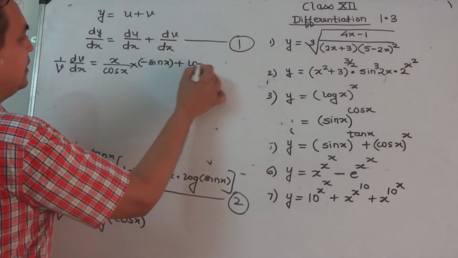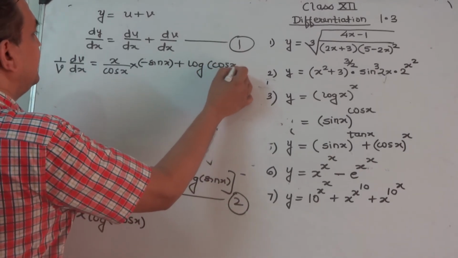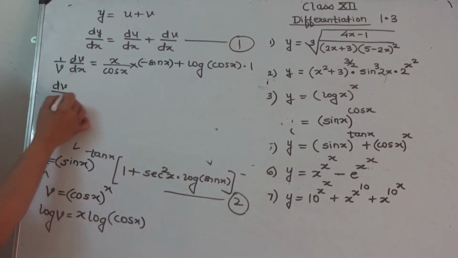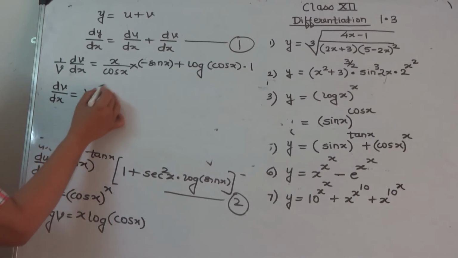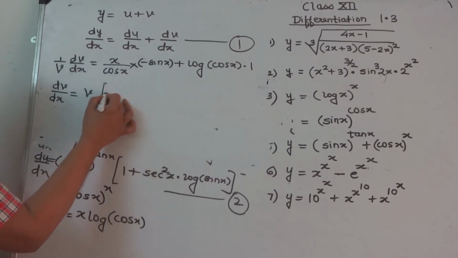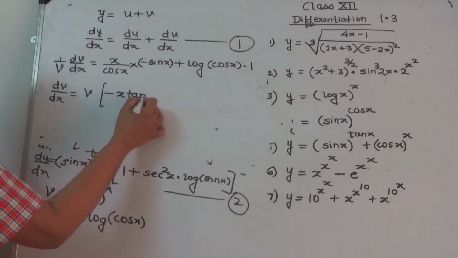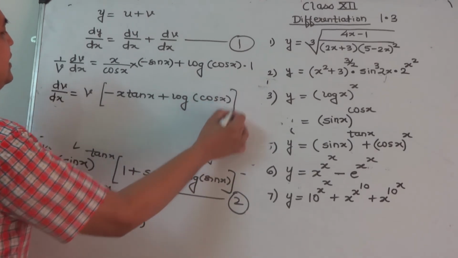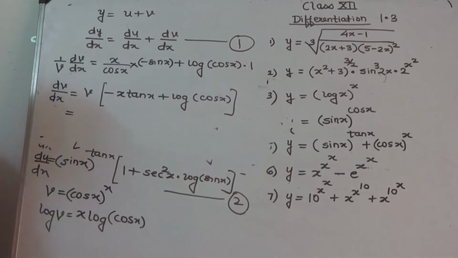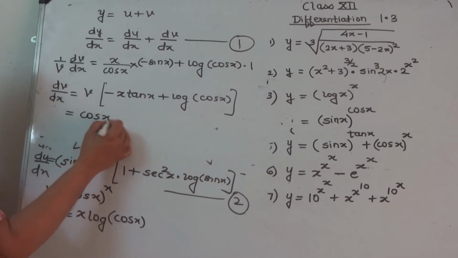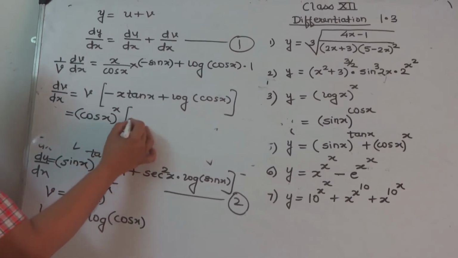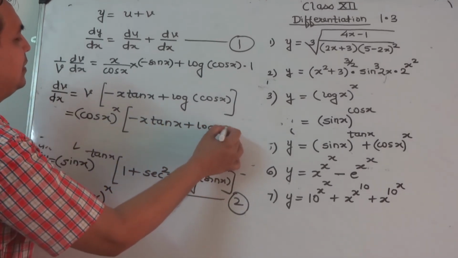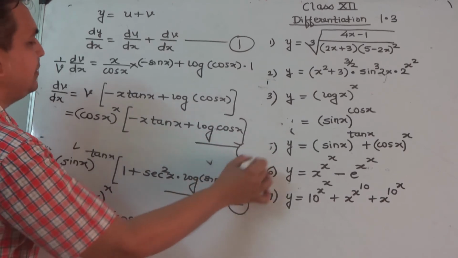plus log of cos x into derivative of x is 1, and so we get dv upon dx equal to v into sin upon cos is tan, so minus x tan x plus log of cos x, and then in place of v we can substitute the value of v, that is cos x raised to x, and in bracket minus x tan x plus log cos x. This is number 3.